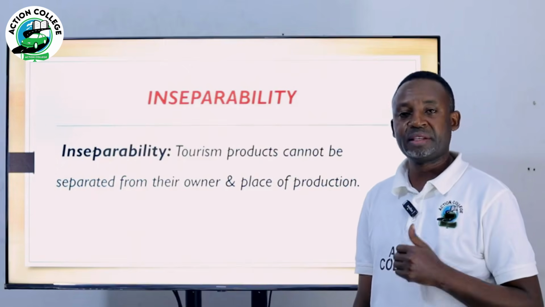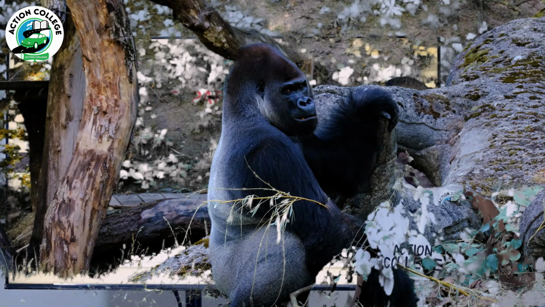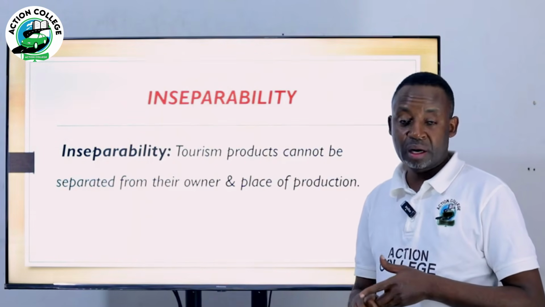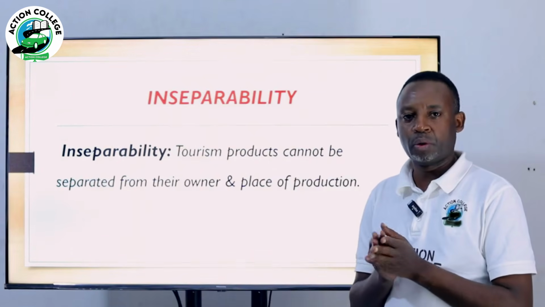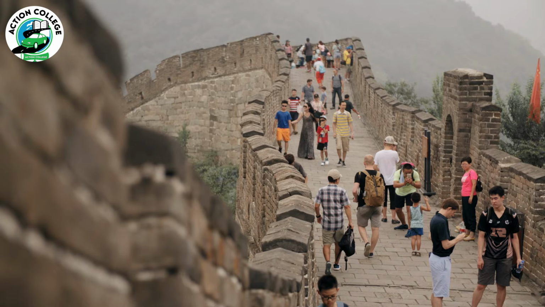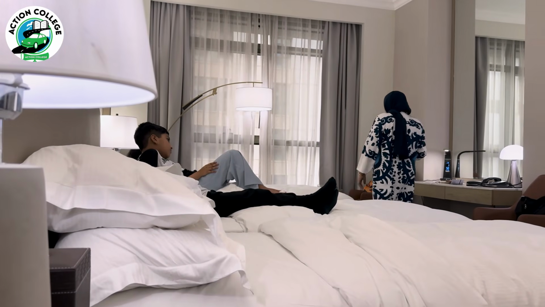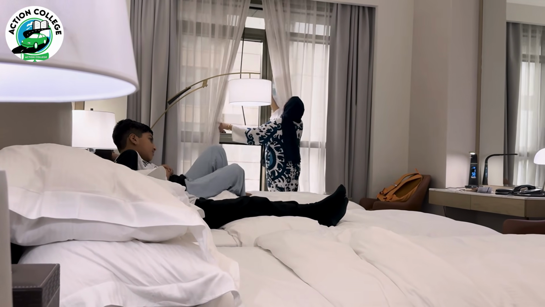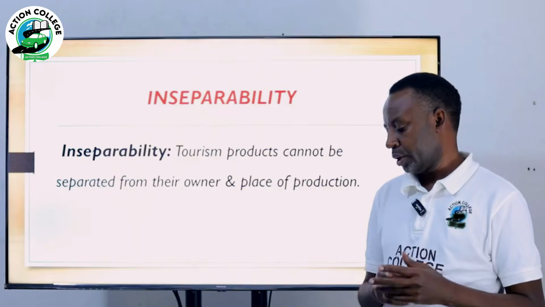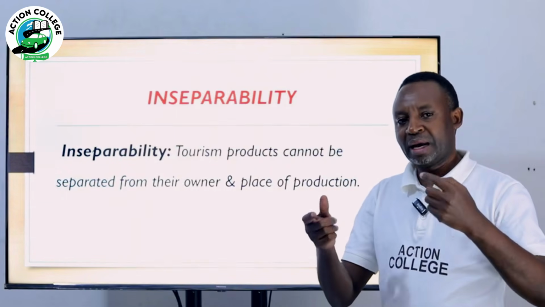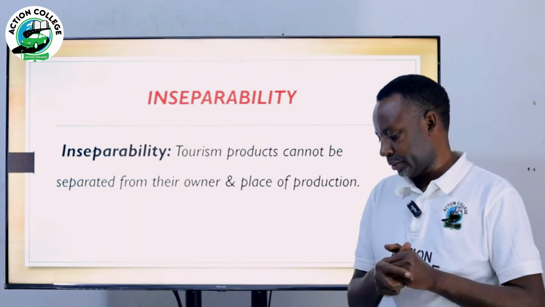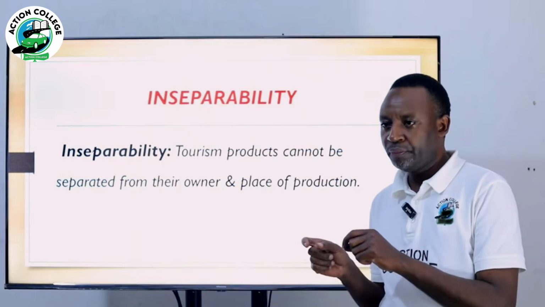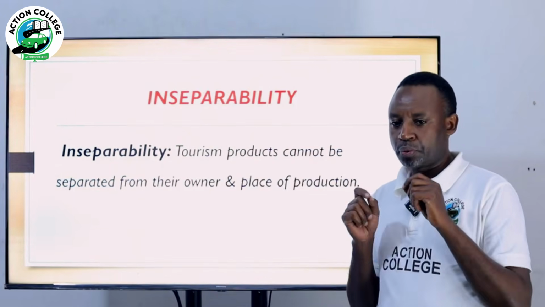We can take another example. If you wanted to go and see the gorillas in Volcanoes National Park, the owner has to be around. Who is the owner now? The tour guide, the ranger, the tracker, they have to be there. You cannot just go there alone without the owner. Same applies to Akagera National Park or any hotel room. If you're in a room, of course, we shall have the receptionists, the room attendants, people in the kitchen, the waiters. So you use the product at the same time when the owner is present. Inseparability. Tourism products cannot be separated from their owner or from their place of production.